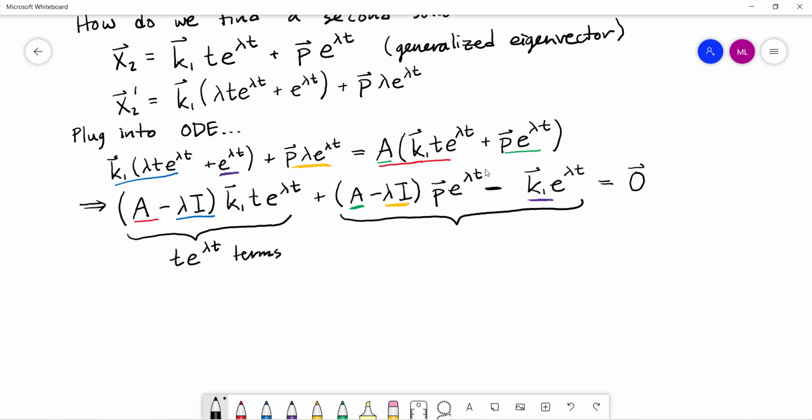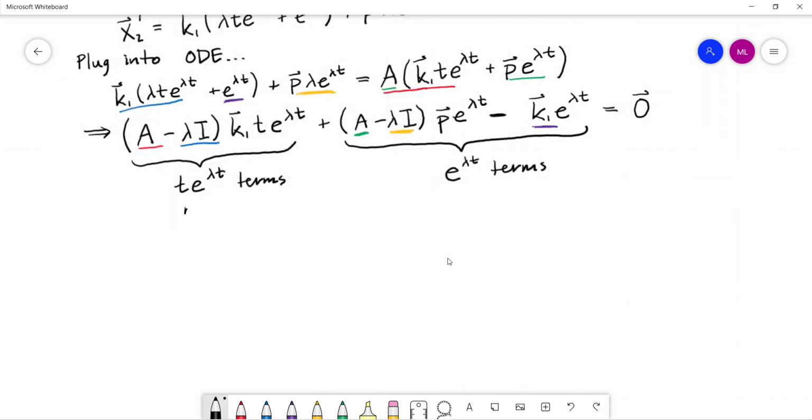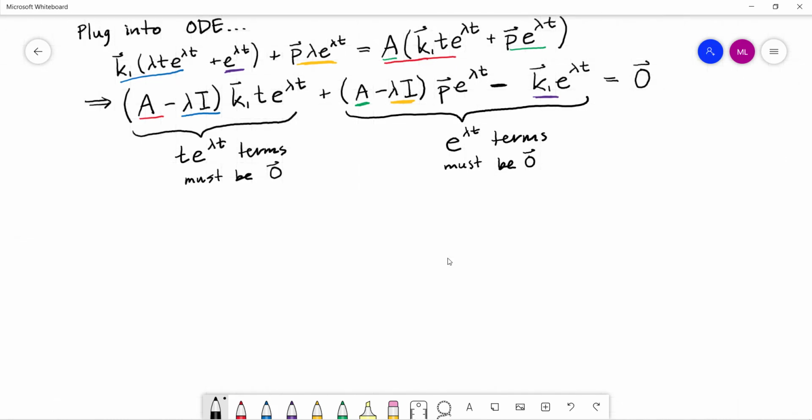And these ones over here are the e to the lambda t terms. There's nothing in this one that can cancel anything over here. There's nothing here that can cancel anything over here. They're separate. So for this sum to be equal to 0, no cancellation between these terms is going to occur, so they each individually have to be 0. This must be 0, and this also separately must be 0. And so this is what gives us our two equations of interest.